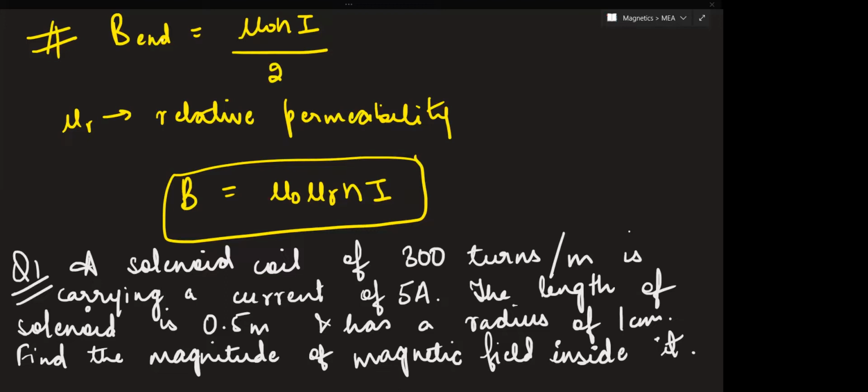So it says a solenoid coil of 300 turns per meter is carrying a current of 5 amperes. The length of the solenoid is 0.5 meters and it has a radius of 1 centimeter. We have to calculate the magnetic field inside the solenoid.